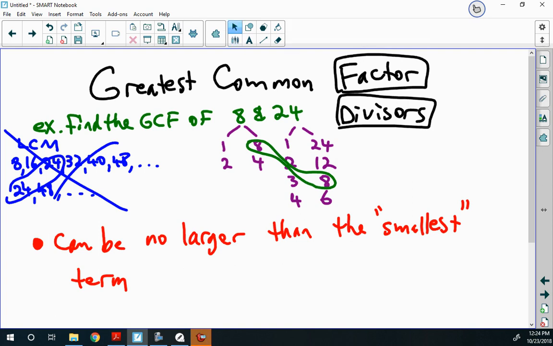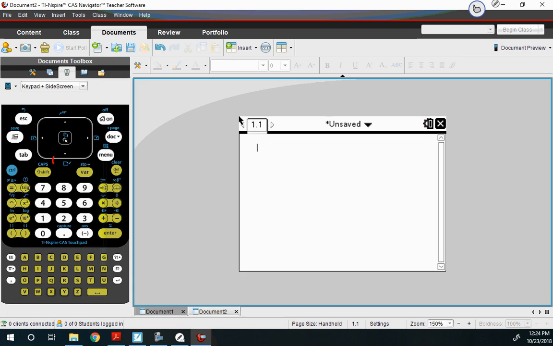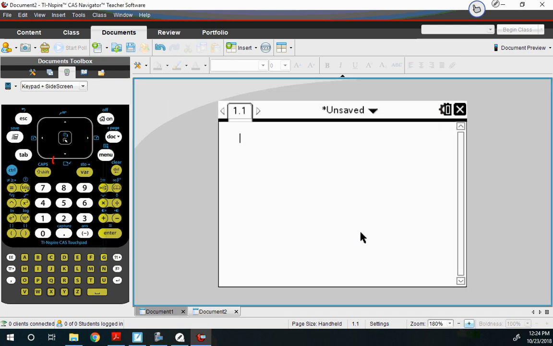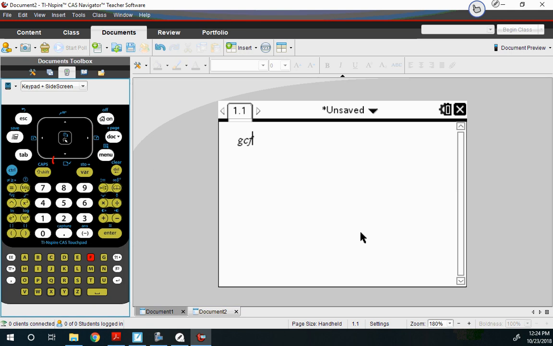Let's look at the calculator for a second. So I want to find the GCF. Please, calculator, help me find the GCF. Do you see how it's italicized? You know what that means? It can't do it. It's not ready.